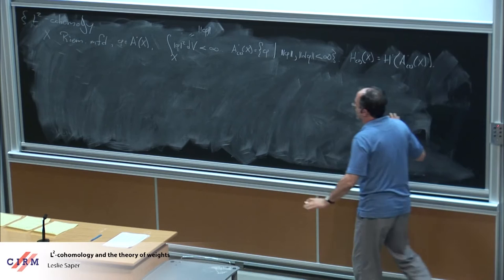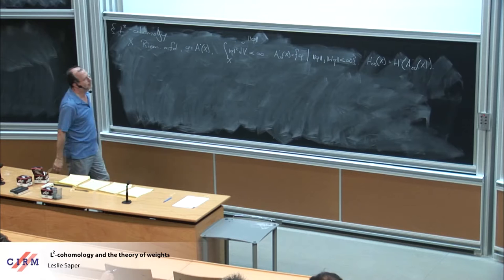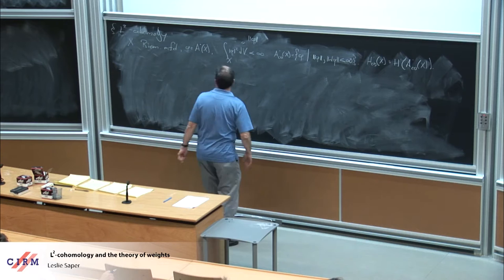Right off the bat, I should make clear a number of things. L2 cohomology is not a topological invariant. It very much can depend upon the metric, and it may in fact be infinite dimensional. I'll just remark two things.